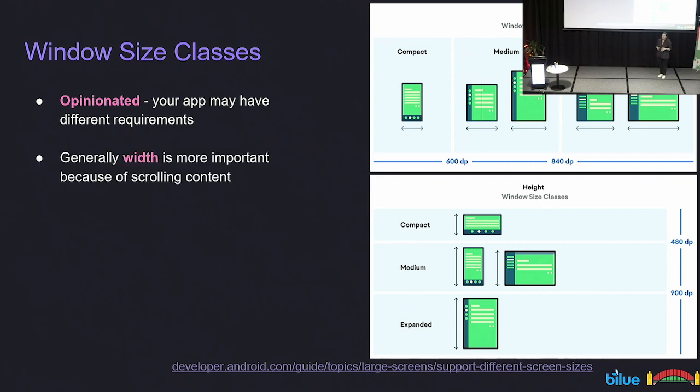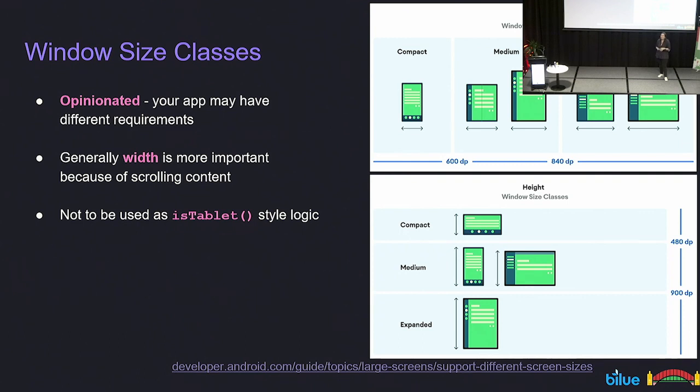So generally, width is more important because of our scrolling content. So most apps have a large portion of it scrolling. We usually only check for the width, but you can check for both dimensions, and they are independent of each other, and that's something to think about depending on what type of app you're working on.